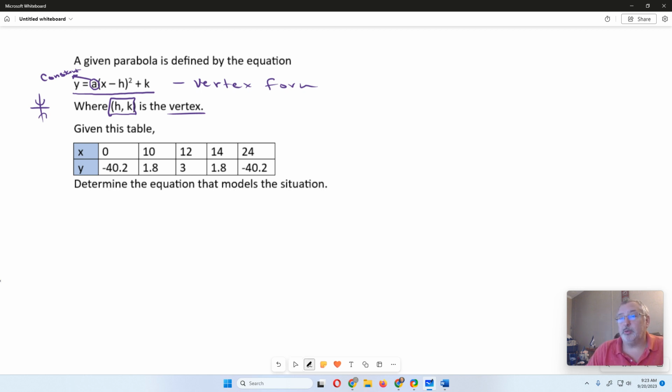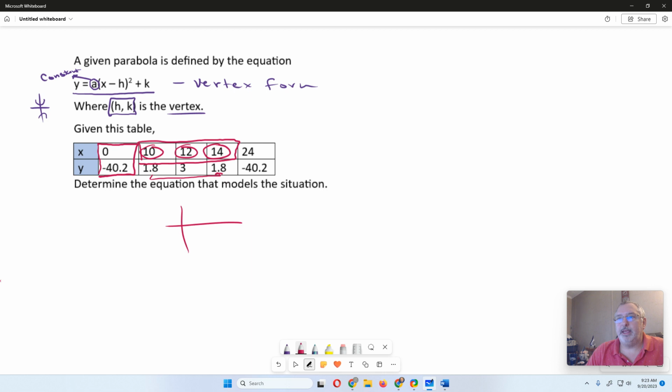And we're given a table. So let's take a look at the table and see if we have some hints as to what we've got already. The first thing I notice is that we're given the y-intercept right here. That's where x is 0. And then we're given a point at 10, a point at 12, and a point at 14. This is a hint because these x values are the same distance apart, and if you notice the y values, these two end up being the same. So basically we have some symmetry there.